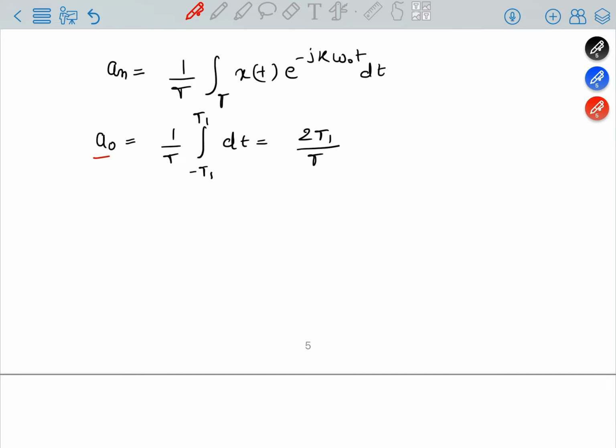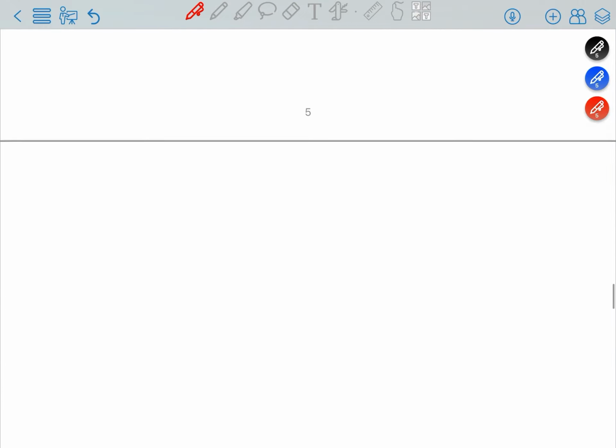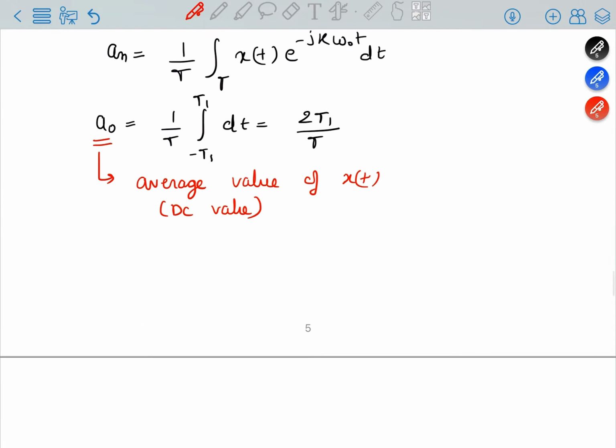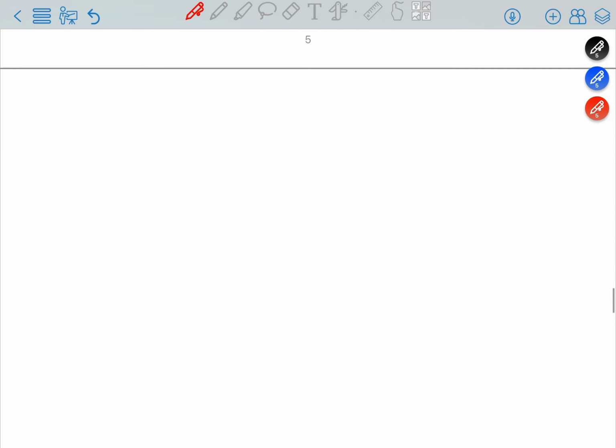And this a naught is basically what? It's the average value of x(t), or the DC value you can say. This is also called the DC value. So now we have the expression for the coefficient for k equal to 0, and next we will see the coefficients when k is not equal to 0.